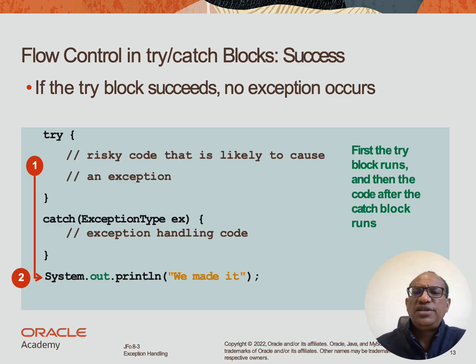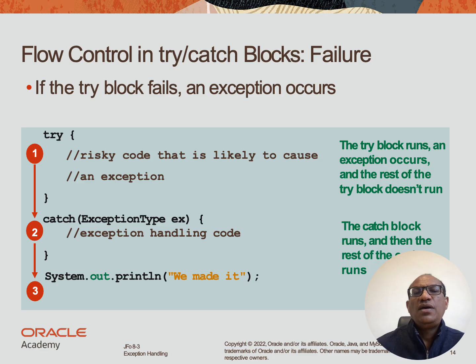When things go right, here's the flow. The try block runs, no exception occurs, Java skips the catch block, execution continues as normal. When something fails, the exception happens inside the try block, Java jumps immediately to the matching catch block, skips the rest of the try block, then continues after the catch.